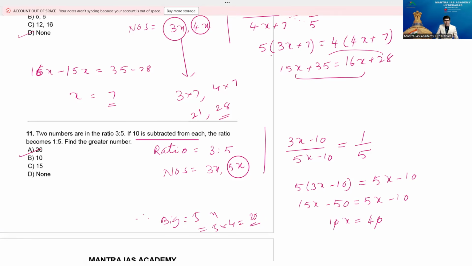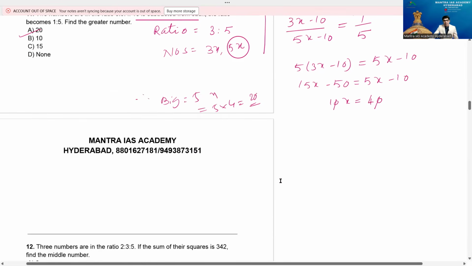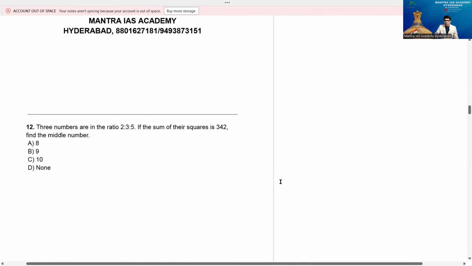The problem number 11 is of this style. So with this base you will be able to do many questions. So focus on these things and you can do wonders.